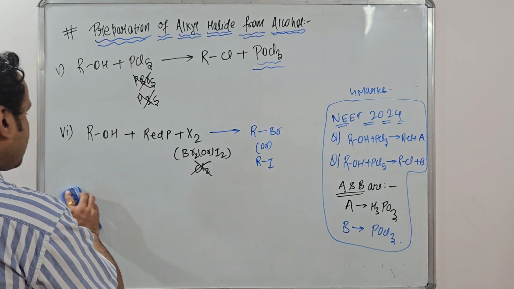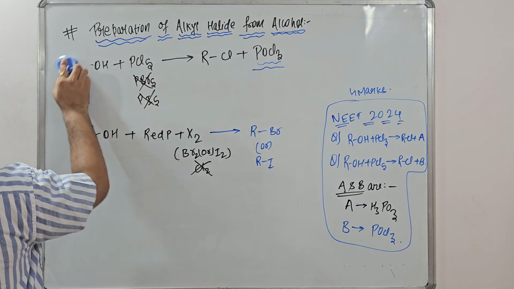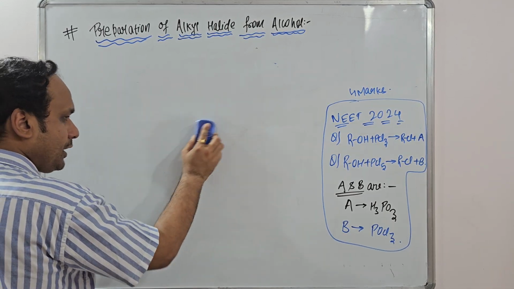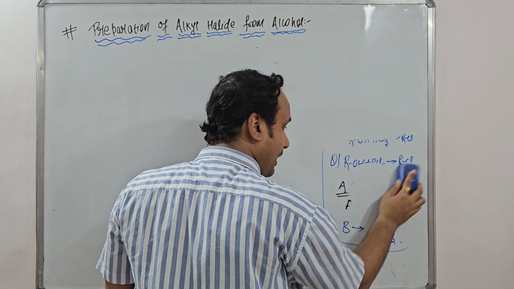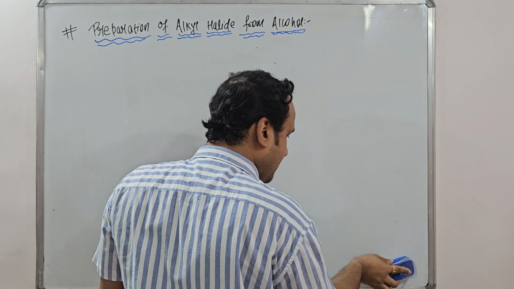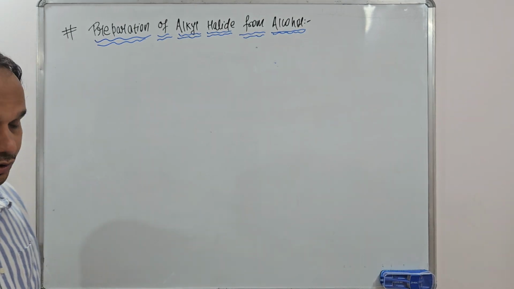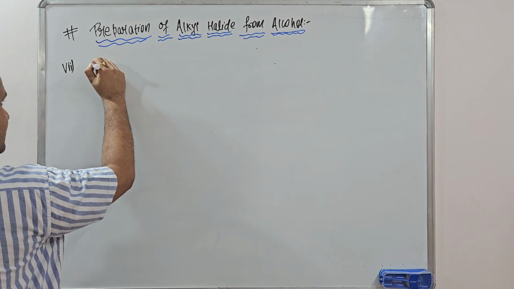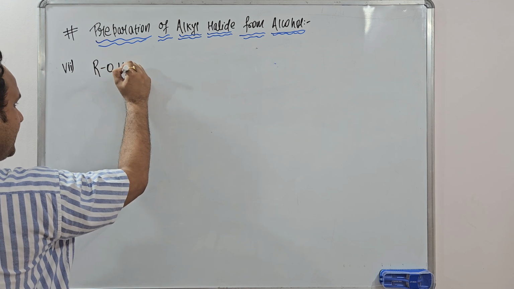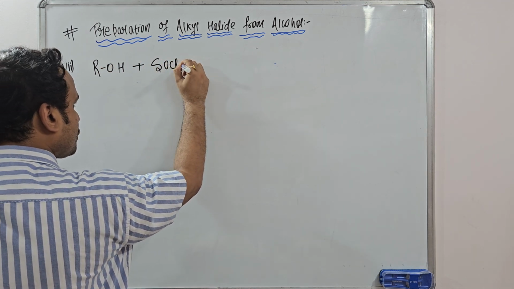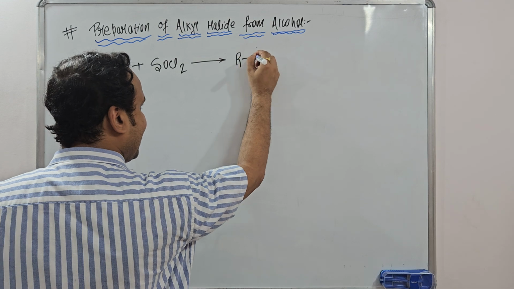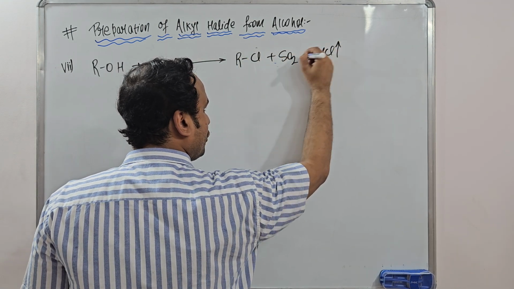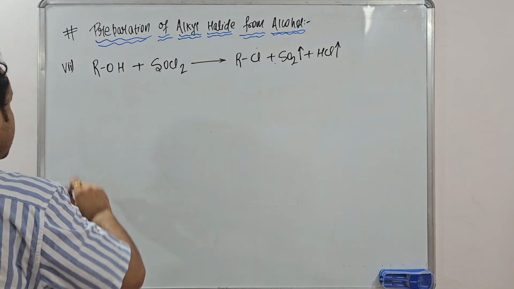Now the next method of preparation of alkyl halide from alcohol, in which some detailing is also needed. Written this part? Can I erase the NEET 2024 question? And you have Google Baba, so if you want to cross check whether this question came in NEET 2024 or not, you can cross check it also. Now the 7th one, that is very important: whenever alcohol reacts with SOCl2, that will produce RCl plus SO2 plus HCl. And this reaction is very important.